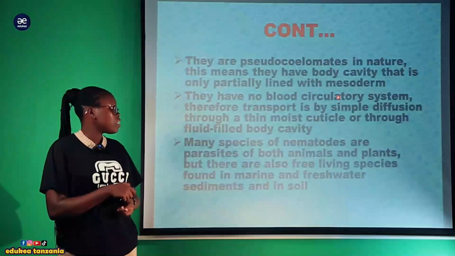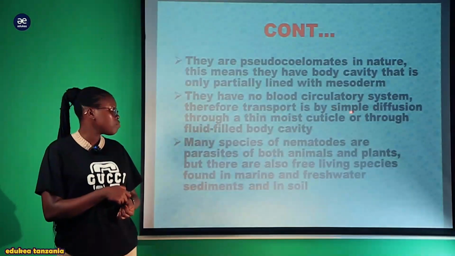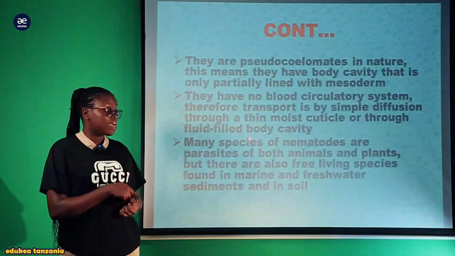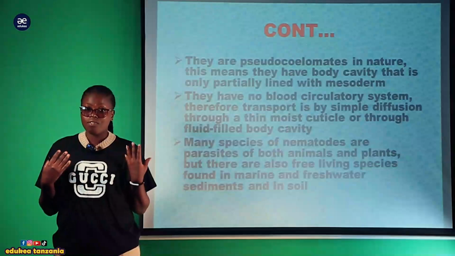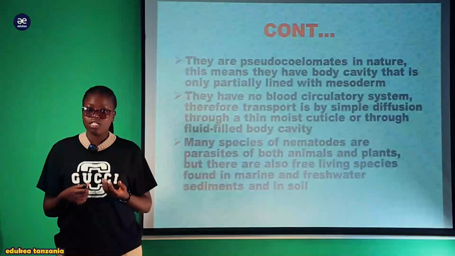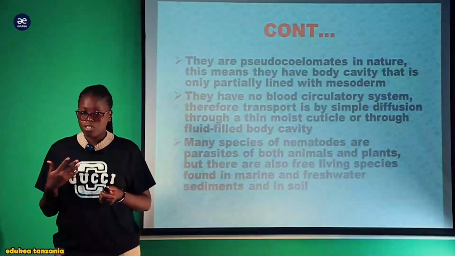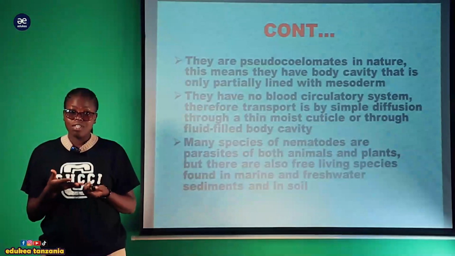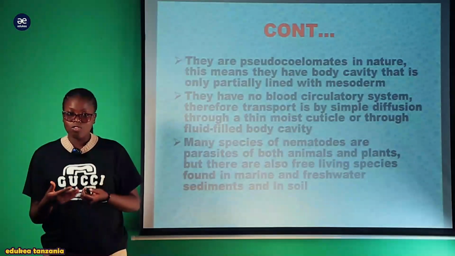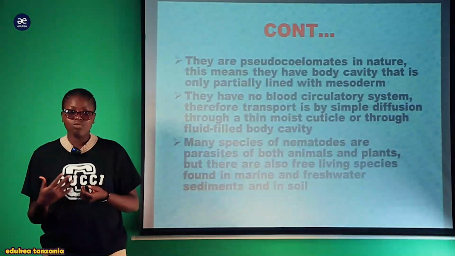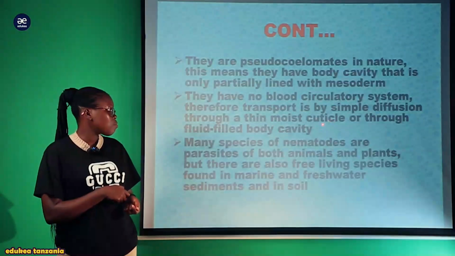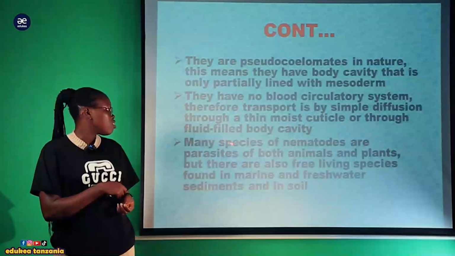Also, they have no circulatory system, and therefore transport is by simple diffusion through a thin moist cuticle or through the fluid-filled body cavity. Simple diffusion is the movement of material from a region of high concentration to a region of low concentration, down the concentration gradient. This method does not need a carrier to transport material.